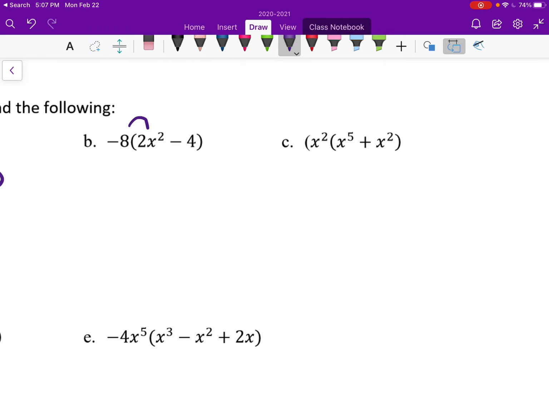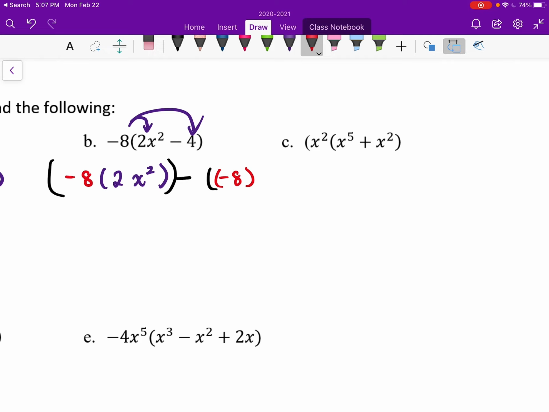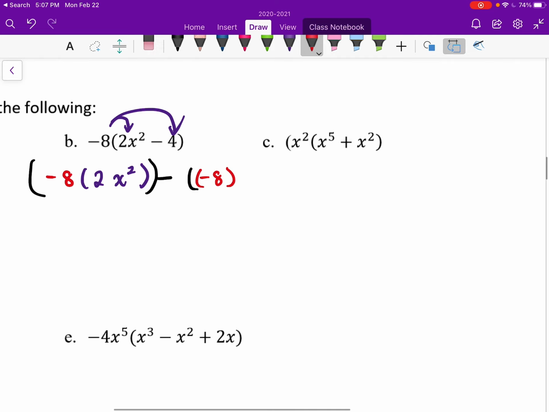Okay, distribute this 8 in, right, and we'll just do it with this negative 8, 2x squared, then you have that subtract sign. And then we have, and I'm just going to make sure that this is in brackets, then we have negative 8 again, times negative 4, right? Because there's a negative in front of it. So just be careful with that.